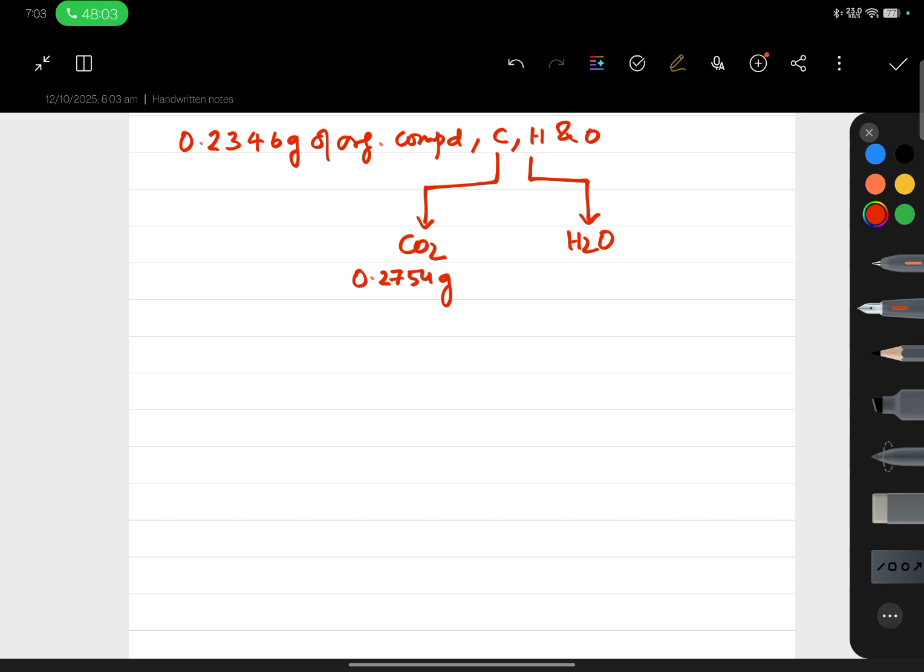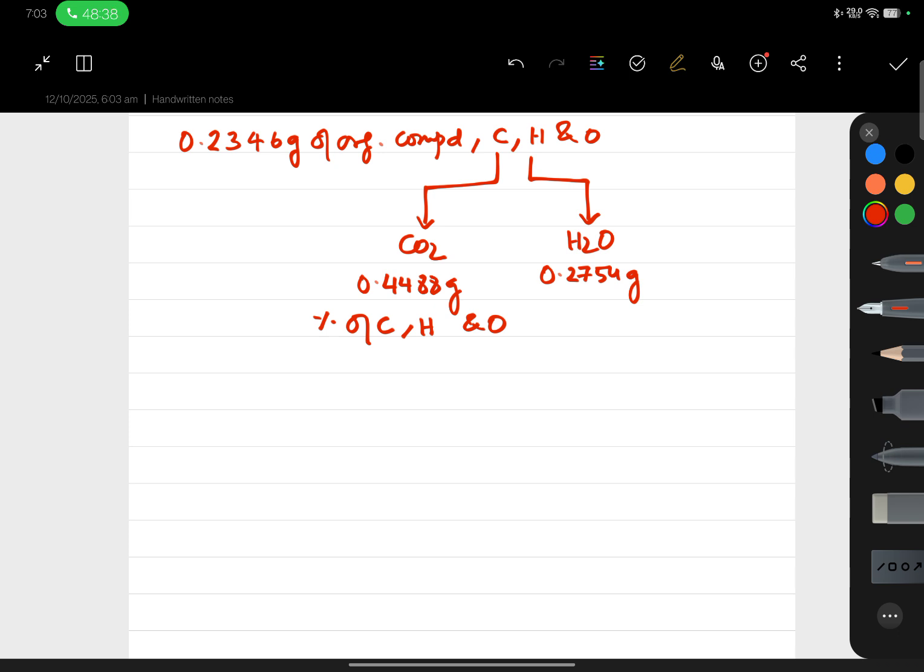Oh, that is the mass of water. So 0.2754 is the mass of water. Okay, what is the mass of carbon dioxide? 0.4488 grams of carbon dioxide. And then they are asking what is the percentage of carbon, hydrogen and oxygen. Are you clear with the problem first?